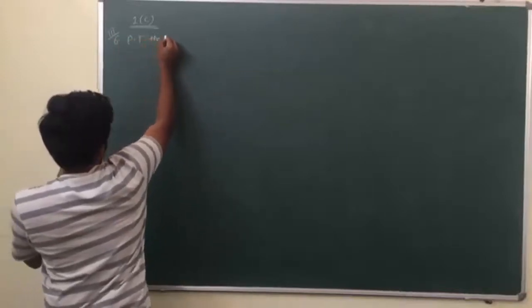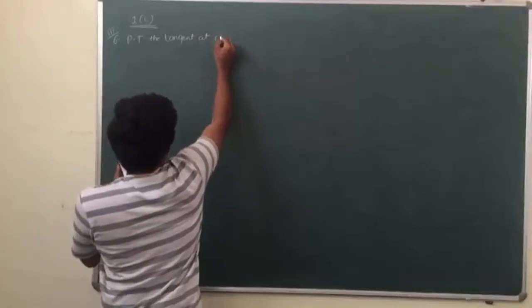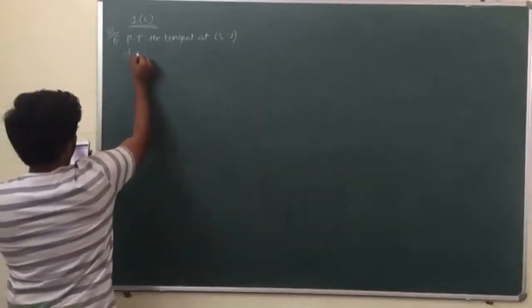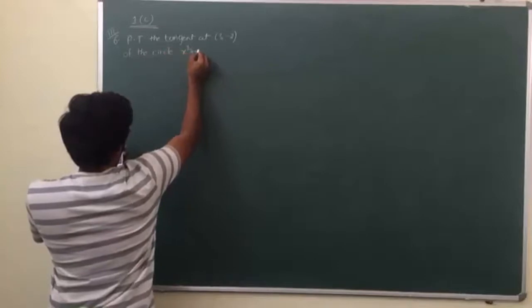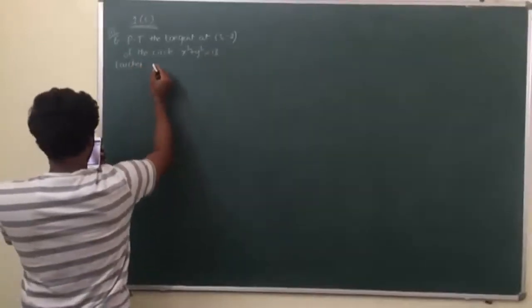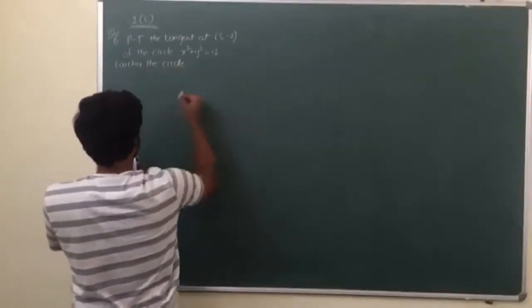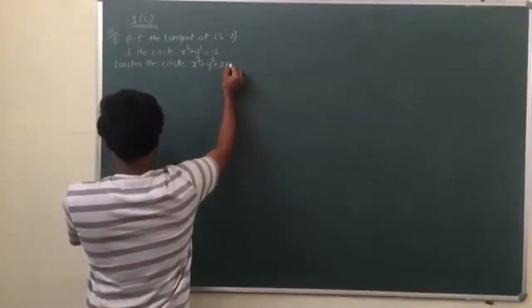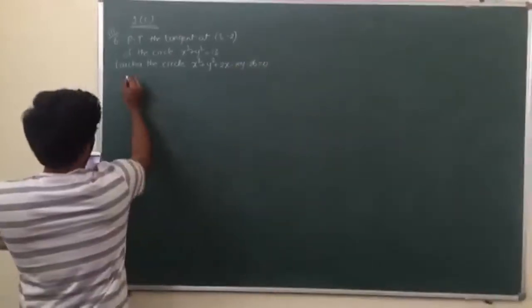Prove that the tangent at (3, -2) of the circle x square plus y square is equal to 13 touches the circle and find its point of contact.